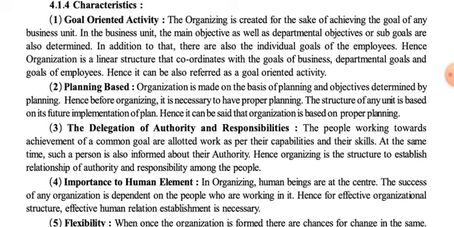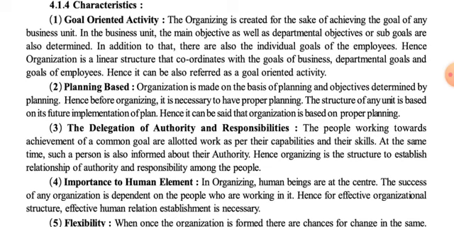At the same time, when we are allotting work to someone, such a person is also informed about their authority, because it is not possible at all that the fulfillment of a task can be done without proper authority. So when a person is working in an organization, he should be informed about his authority, and hence organizing is the structure to establish the relationship of authority and responsibility among the people.